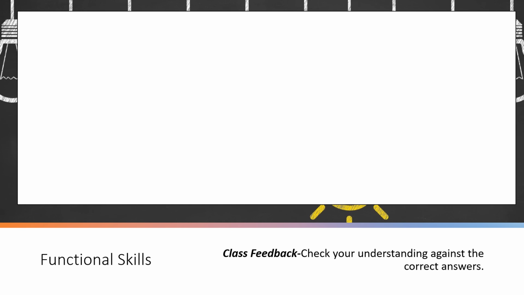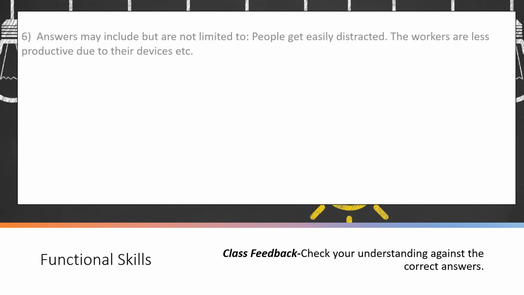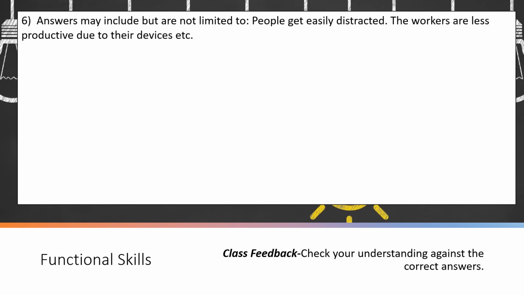Okay, so question 6 then. Look at the line, "desperate bid to boost productivity." What does this imply about the working environment? So answers may include, but are not limited to, people get easily distracted, the workers are less productive due to their devices, or anything around those kinds of lines.